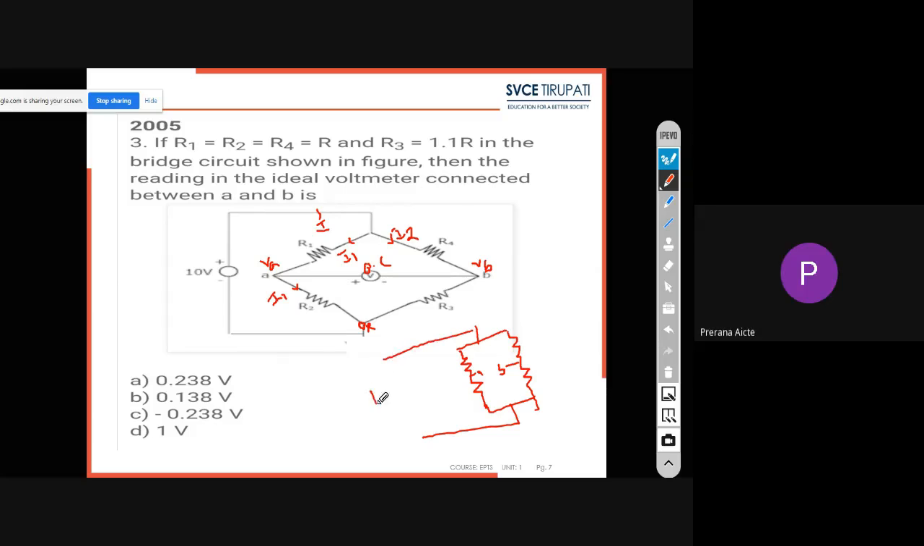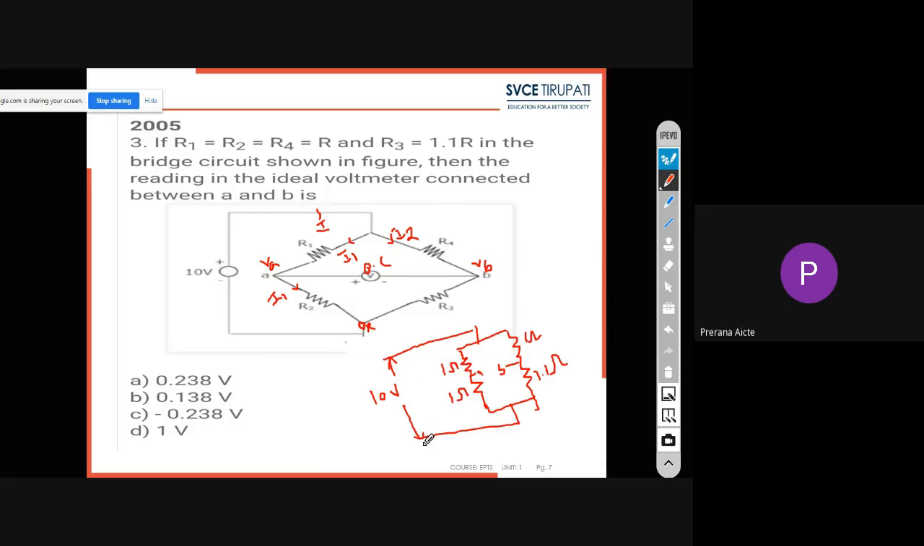What is the total voltage they have given? How much voltage? 10 volts. What is this value? 1 ohm. R1 is 1 ohm. R2 is 1 ohm. R3 is how much? This is 1.1 ohm. Yes or no? R1, R2, R4, R3.